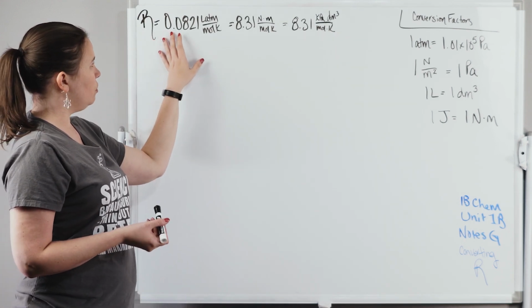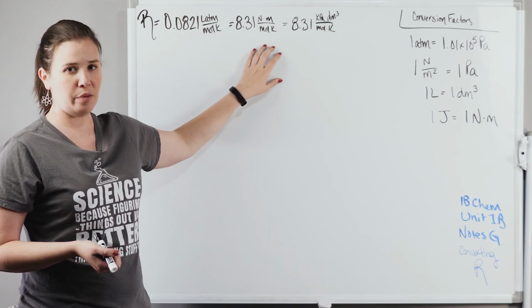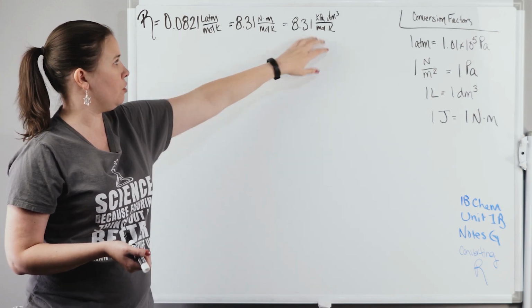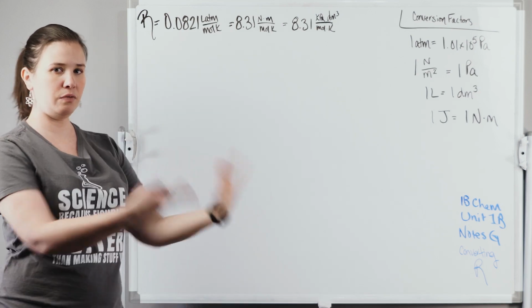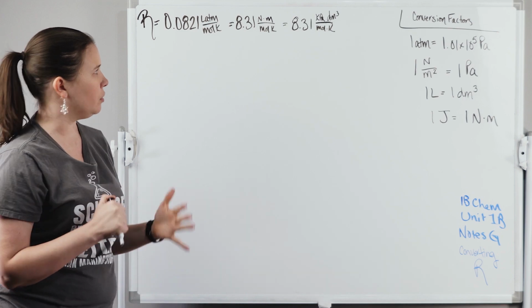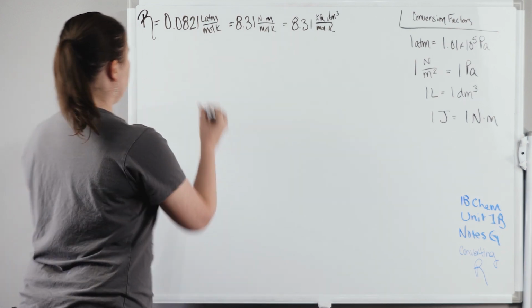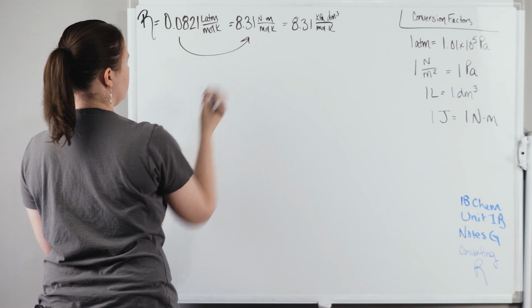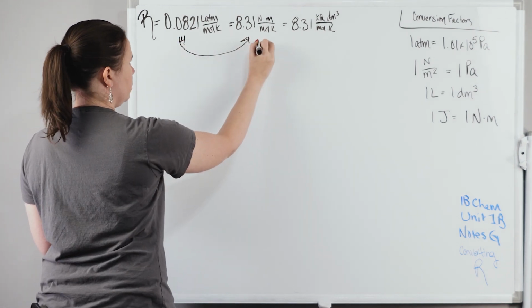So first thing I want to do is to prove that the honors number is the same as the IB number, and then also show you how to derive from what they give you into the kPa version, in case you need to get it and can't remember exactly what it is. So first let's start with this conversion from honors to IB.